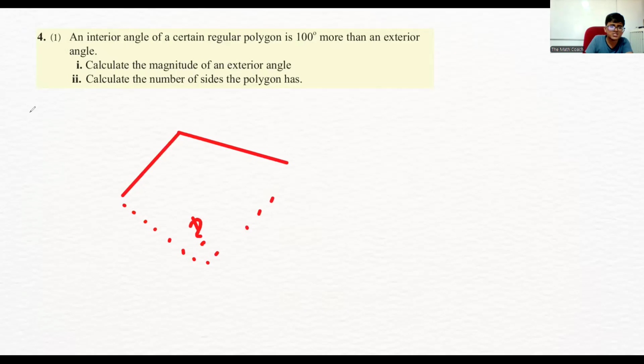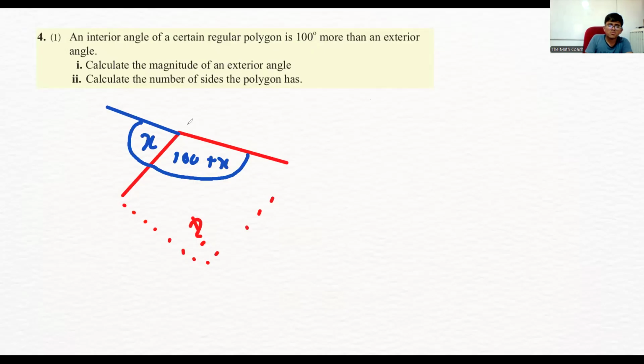Right. So now let's construct an exterior angle right here. Just take another color. And this is an exterior angle. And what they're saying is that the interior angle is 100 degrees more than an exterior angle. So if the exterior angle is x, this is going to be 100 plus x. We are asked to calculate the magnitude of an exterior angle. So let's see, what's up with this?